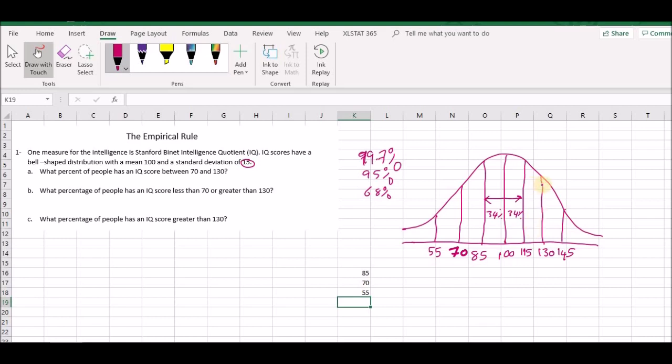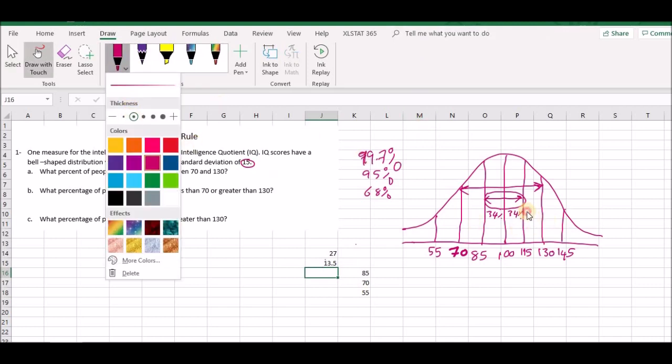Within 2 standard deviations of the mean is 95% of my data. If you don't remember these numbers, you can always ask what this area right here is. I know the whole thing is 95%, so I subtract the inner 68%. What is 95 minus 68? The answer is 27, and I divide that by 2, so I get 13.5. That means each one of these areas is 13.5%.